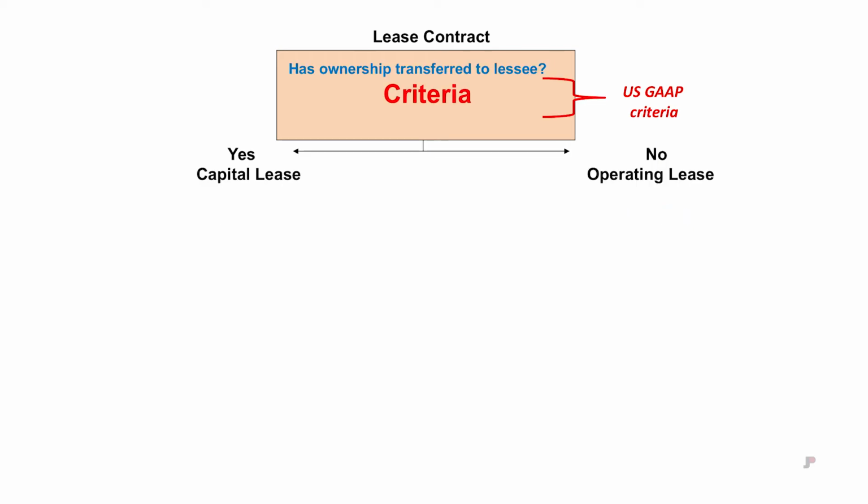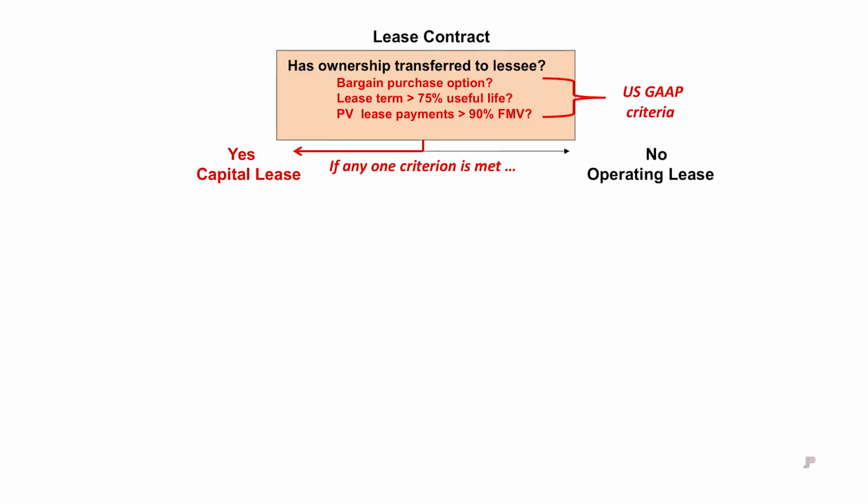US GAAP provides strict criteria that, if any one of which are met, require capital lease accounting, and these criteria have to do with whether it appears in the lease contract that ownership has transferred from the lessor to the lessee. Can the lessee purchase the property after the lease for a significantly reduced price, a bargain purchase option? Is the term of the lease greater than 75% of the useful life of the property? Is the present value of the lease payments greater than 90% of the fair market value of the property? If any one of these criteria is met, capital lease accounting is required.